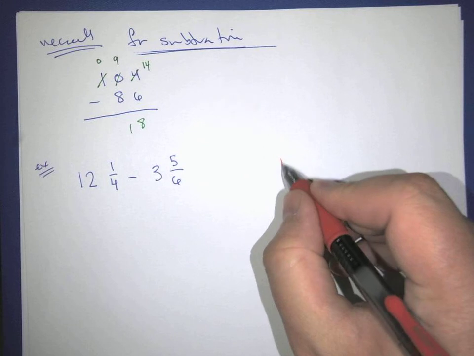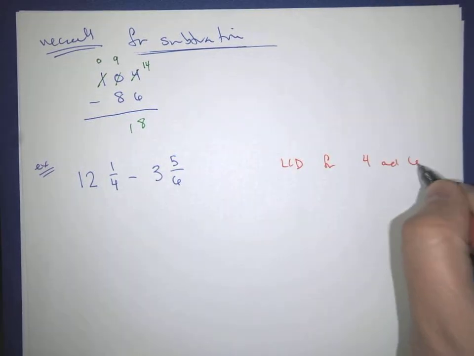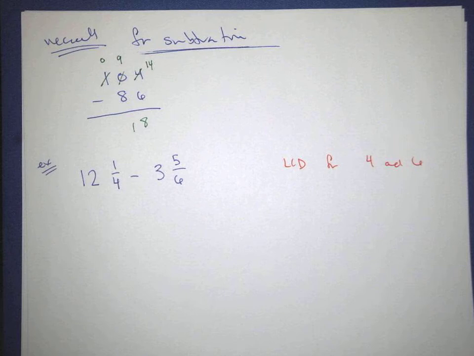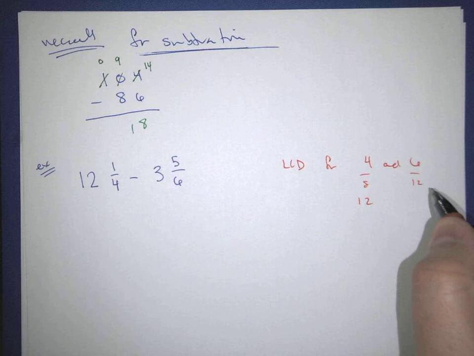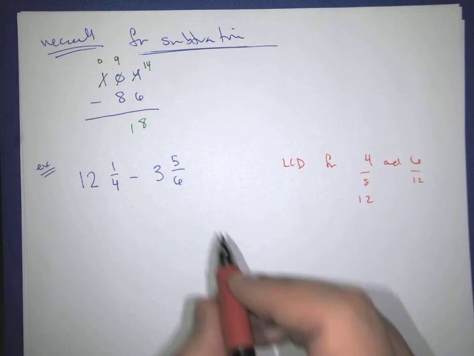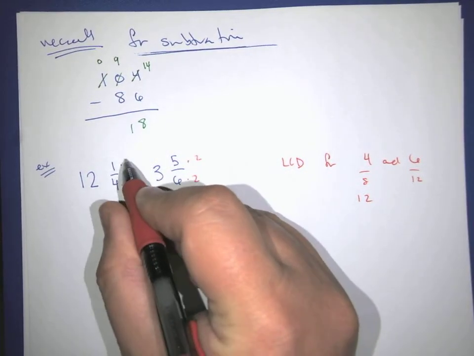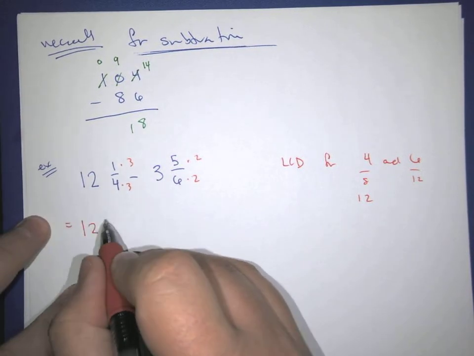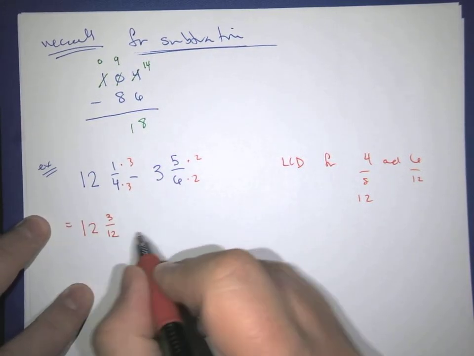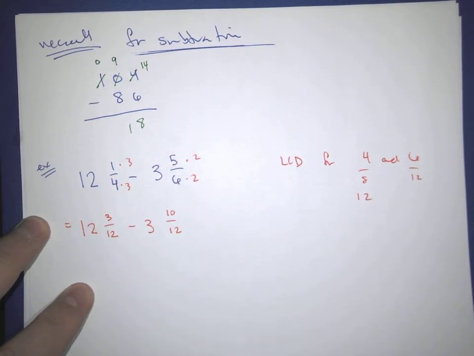Step 1 is going to be, as always, our LCD. So the LCD for 4 and 6. What do they have in common? They have a 2 in common. 8, 12. 12 is going to be it, 6 times 2 and 4 times 3. So we'll take that and scale these up. So this is going to be 12 and 3 over 12 minus 3 and 10 over 12.